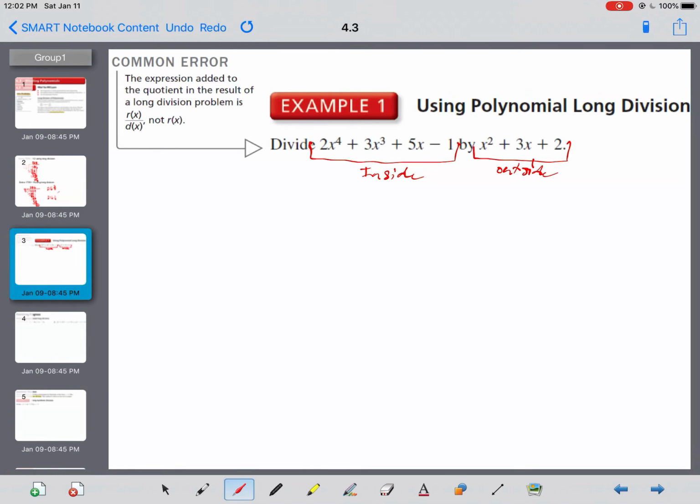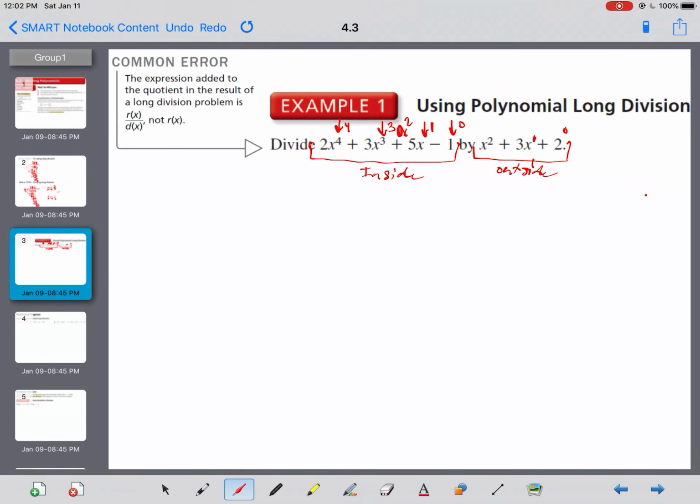Now, some things you have to be careful of. You need all of the degrees counting down. So we've got 4, we've got 3, we've got 1, we've got 0. 2 is missing. So we need some x squared in there. We don't have any x squared, so we have 0x squared, and we're going to have to put that placeholder in there. We need everybody in line. 4, 3, 2, 1, 0. Same thing with the divisor on the outside. We've got 2, we've got 1, we've got x to the 0.